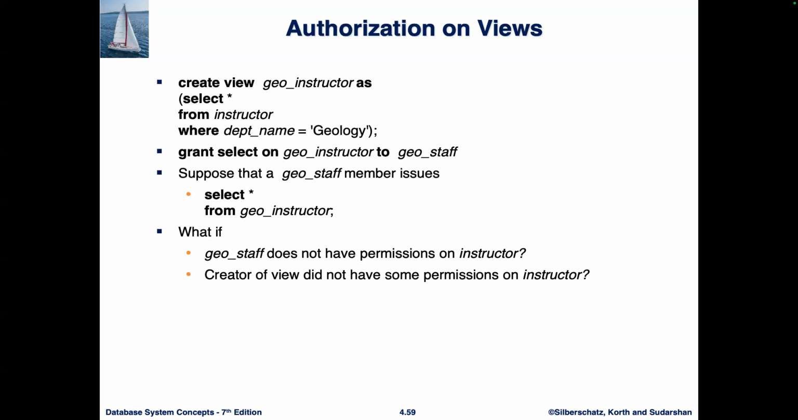And then scenario 2, the creator of the view does not have full permission on instructor. If the creator of the view did not have the necessary permission on the instructor table at the time the view was created, the view creation would fail. For example, if the view creator didn't have select permission on instructor, they wouldn't be able to create the geo instructor view in the first place. If the permissions of the view creator are revoked after the view is created, queries on the view may fail if the database system enforces owner-based access control.